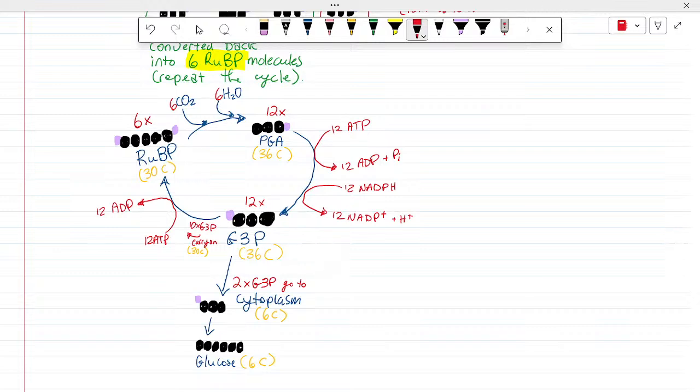For the G3P, do they still have a phosphate attached to them? Yep. So when they become glucose, the phosphate would be removed along the way by the enzyme. In other words, you know those kinases, right? Somewhere along this process.